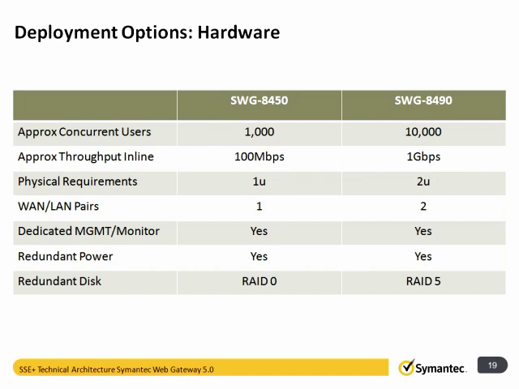You can see the Web Gateway 8450 takes up 1 U of rack space, while the Web Gateway 8490 takes up 2 U of rack space. The 8450 has one WAN LAN interface, which can be used to protect one inline link, whereas the 8490 has two WAN LAN interfaces, which can be used to protect two inline links. Each appliance has a dedicated management and monitor interface. Both appliances have redundant power. RAID on the 8450 is set to RAID 0, and on the 8490 to RAID 5.